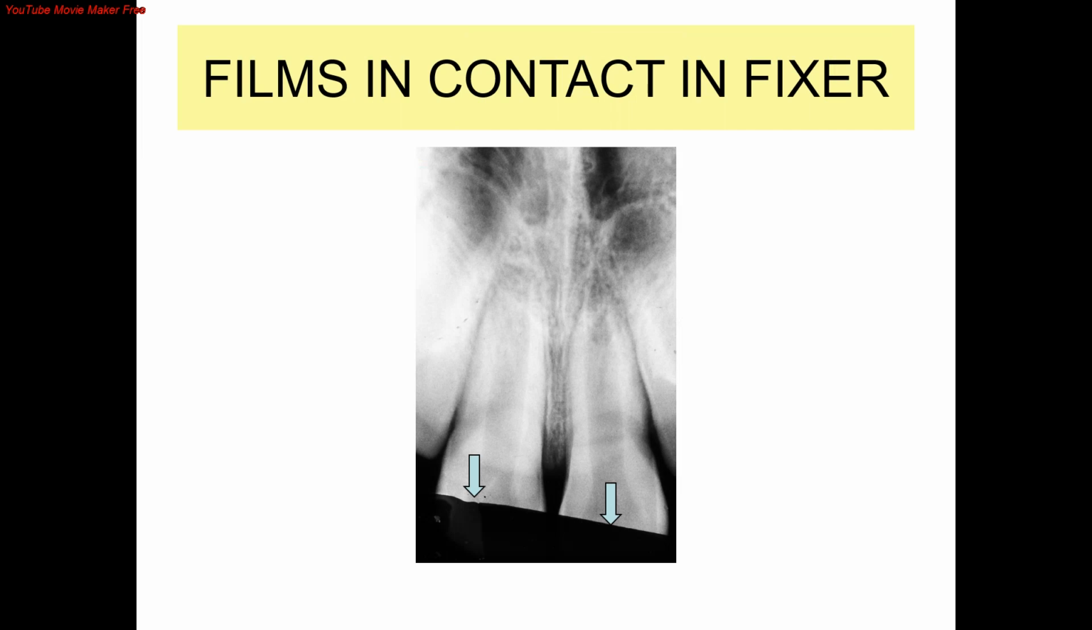Sometimes you get an image which shows a straight line, shown by blue arrows. Here you may think of attrition of central incisors, but the real reason is that the films, after developing separately, come in contact and overlap in the fixer. So the area below the blue arrows only comes in contact with developer but not fixer, so it turns dark. You have to repeat such radiographs.